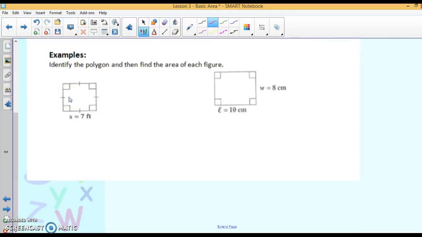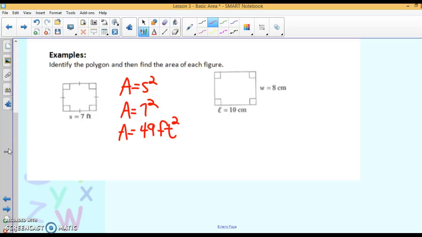All right. Now, when you do these problems, you need to identify the shape, and you need to look at your formula sheet and find the formula for area. So, find the area of this. This is a square. If you look on your formula sheet, area is side squared. What is the side? It's 7. So area is 7 squared, which is 49, and you need to have square feet on it.